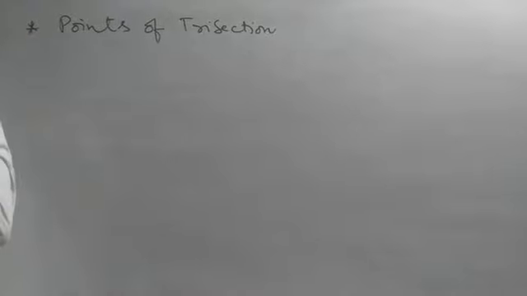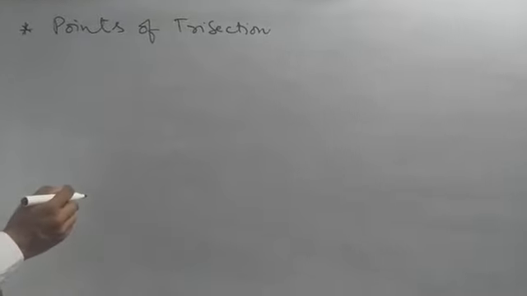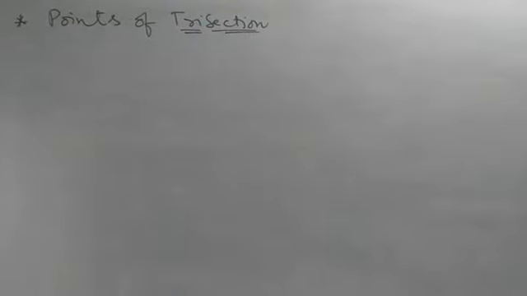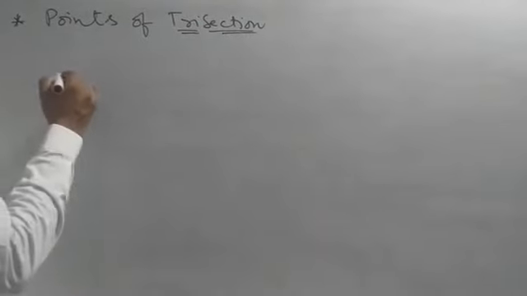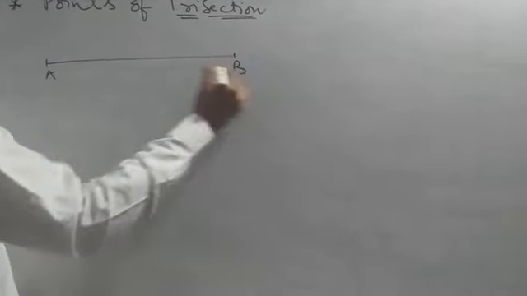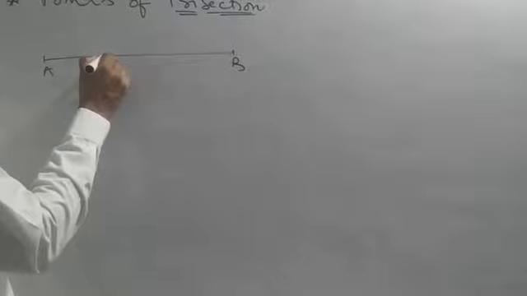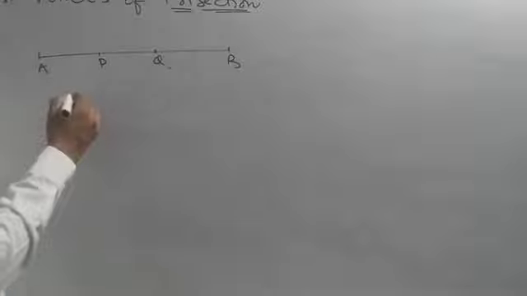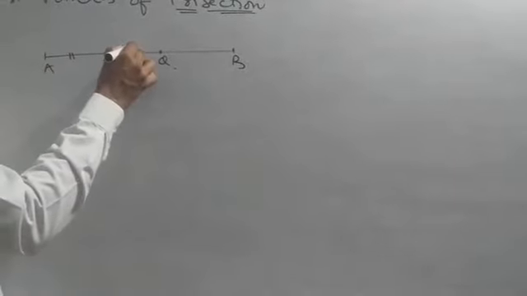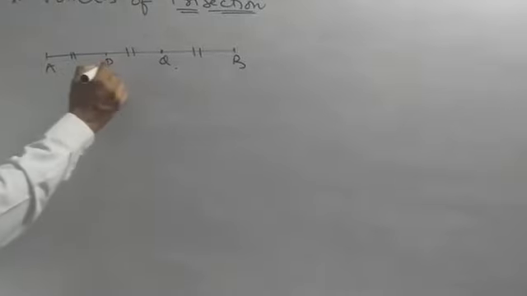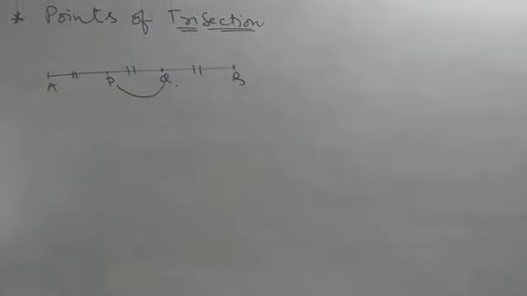Another application, points of trisection. The name itself indicates trisection. That means dividing the given line segment into 3 equal parts. Bisect means 2 equal parts. Trisect means 3 equal parts. So all the 3 parts are equal. Then we can call these points P and Q the points of trisection.